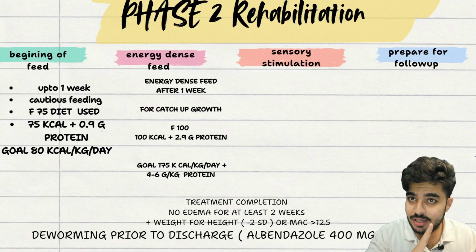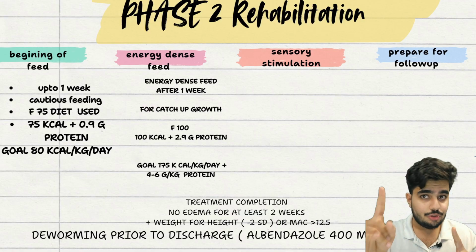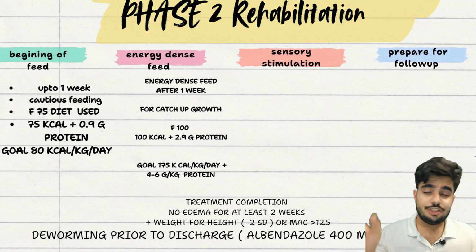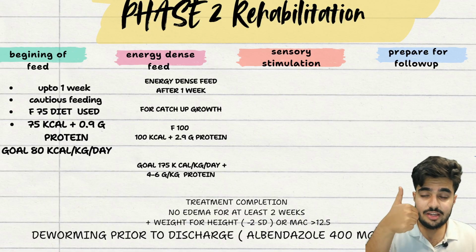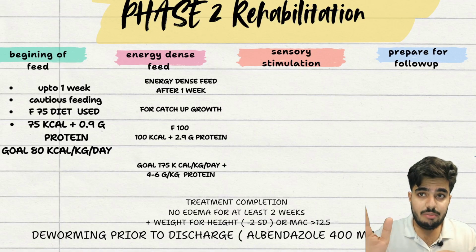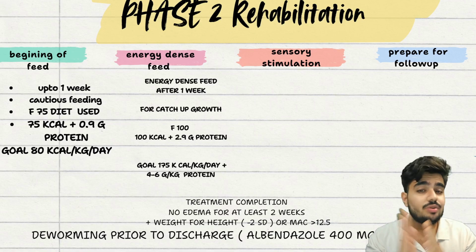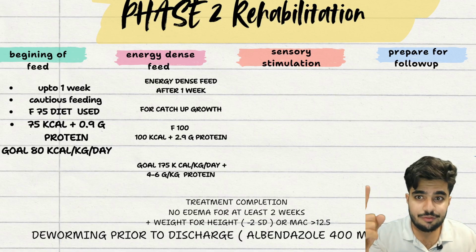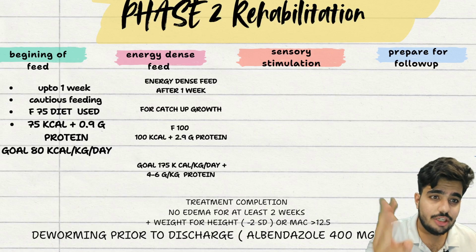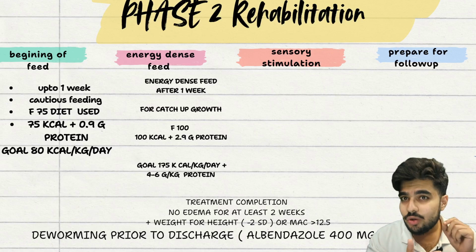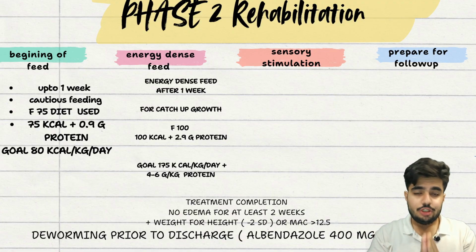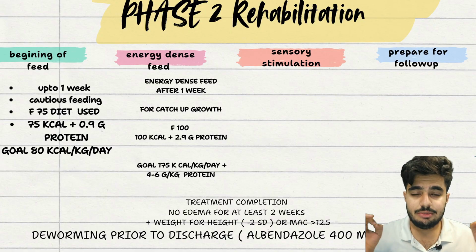Remember with the shield: S for sugar for hypoglycemia, hypothermia, electrolyte imbalance, infection, then also micronutrient deficiency. Everything you need to remember, how we're going to define it, how we're going to manage all these complications. And last phase was the rehabilitation phase. It is also divided in 4 parts. One is the beginning of the feed, energy dense food, sensory stimulation, and prepare for the follow-up. And when you are discharging, you're going to give the albendazole. I hope you remember this was very short and sweet and very important from your examination point of view.